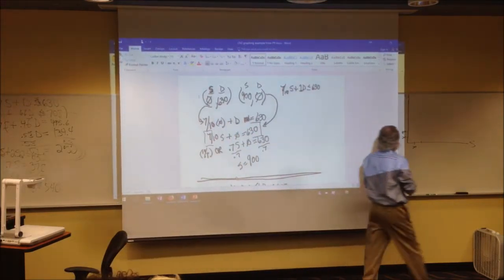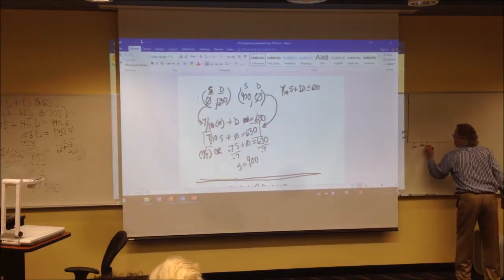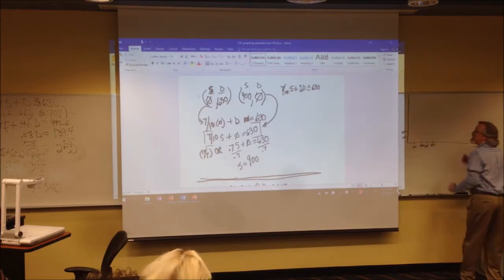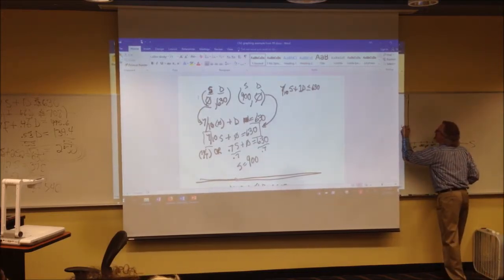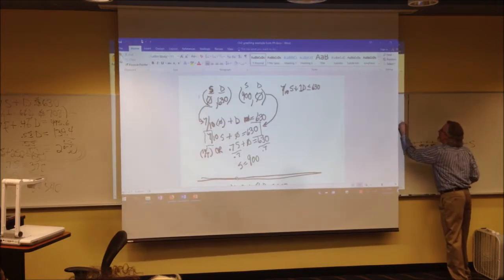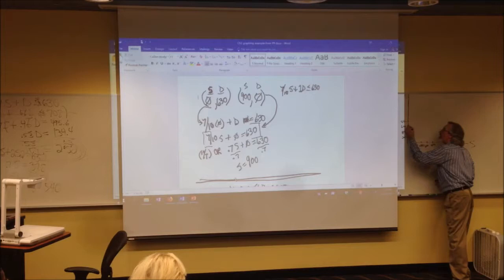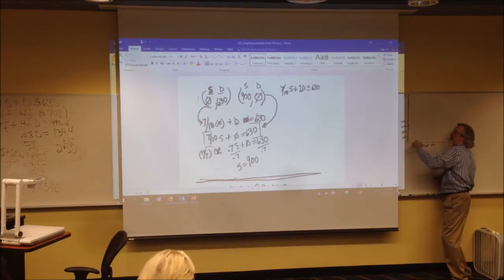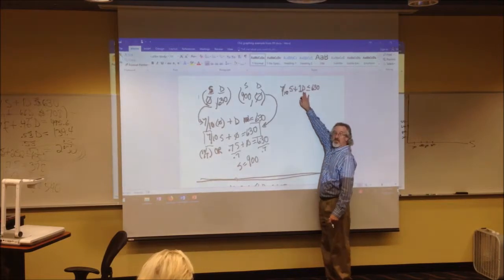I'm putting a dot at 0, say this is 400, 600, 800. Is it S or D equals 630? D. Here's 600, and here's 800. So I'm going to put a dot right here at 630. 0S, 630D.